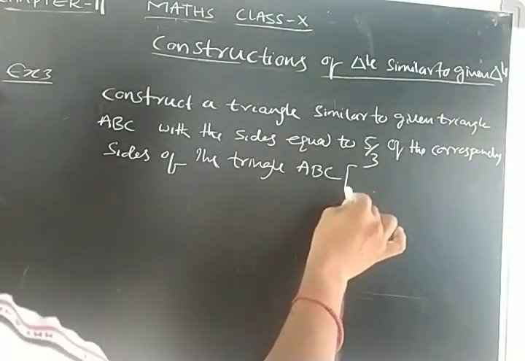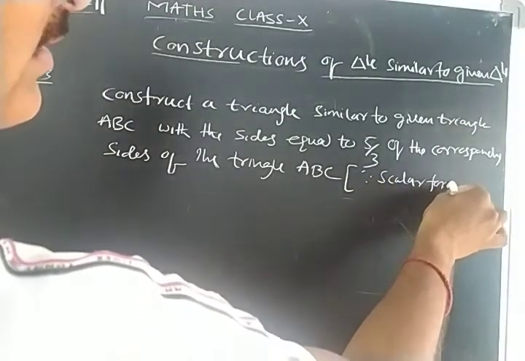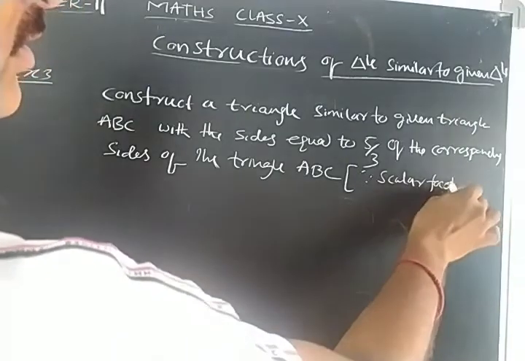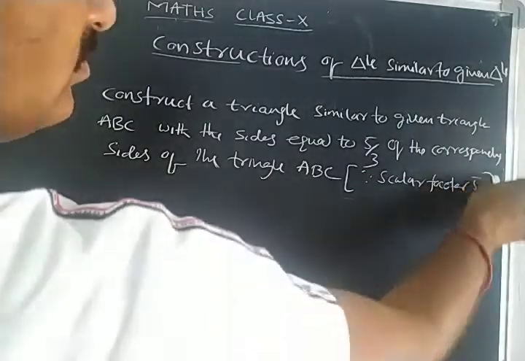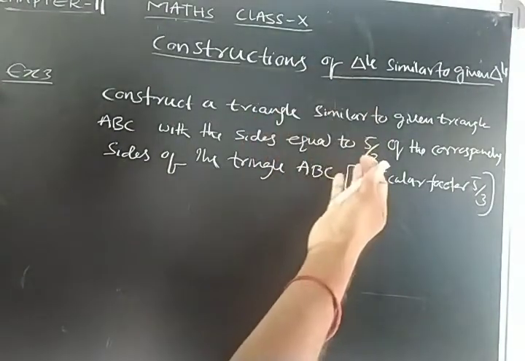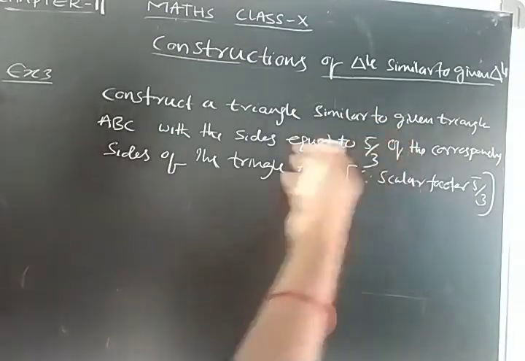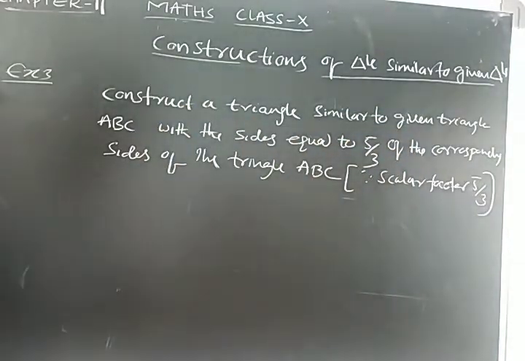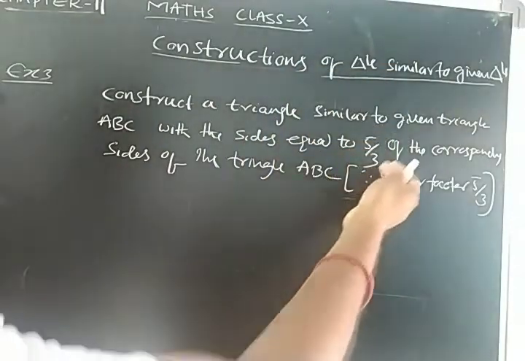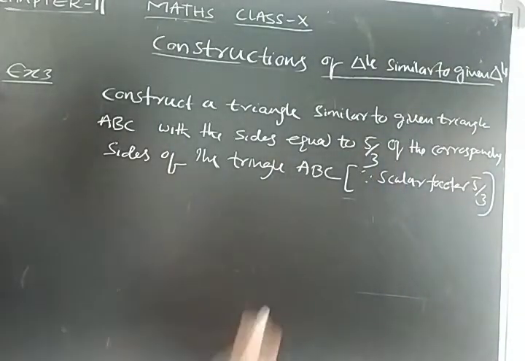Okay, so here we are using the scalar factor. What is the scalar factor here? The scalar factor is 5 by 3. Yesterday we studied constructing the similar triangle whose scalar factor is a proper fraction, 3 by 4. Today the scalar factor is 5 by 3. Here the numerator is greater than the denominator, so it is an improper fraction. Now, how do we construct the similar triangle?